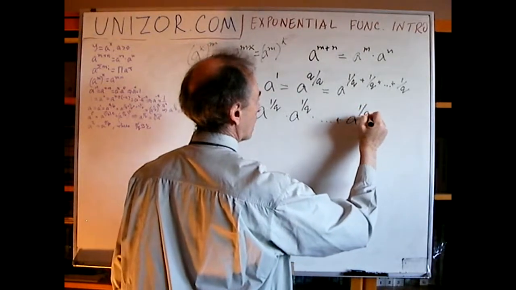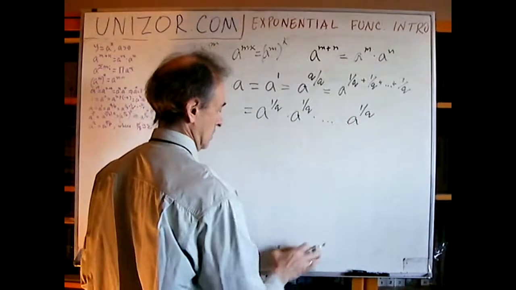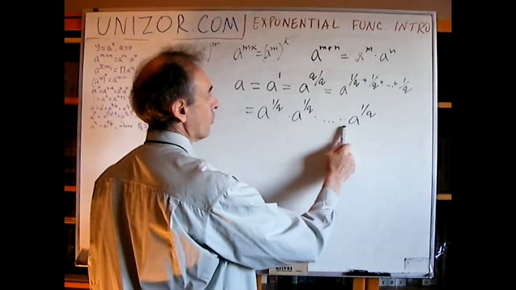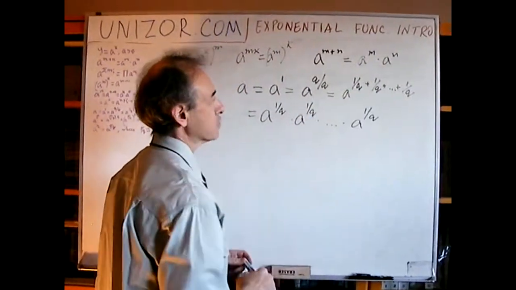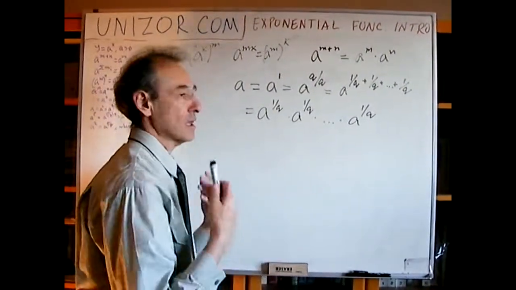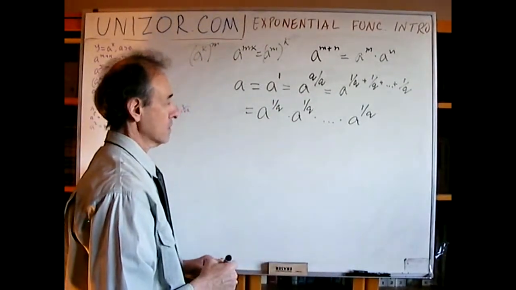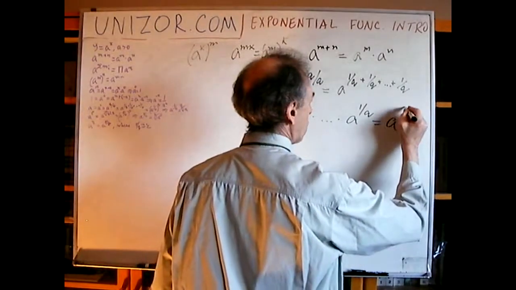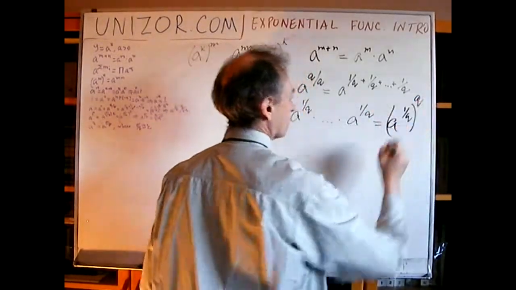times a to the power of 1 over q, not plus, it's multiplication, q times. We add 1 over q to itself q times, so this is multiplying a to the power of 1 over q by itself q times, which is equal to a to the power of 1 over q, to the power of q.